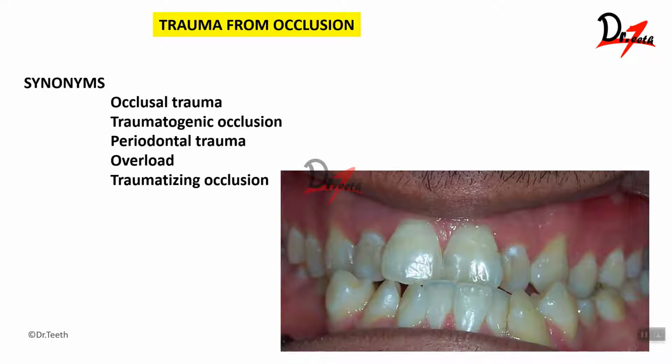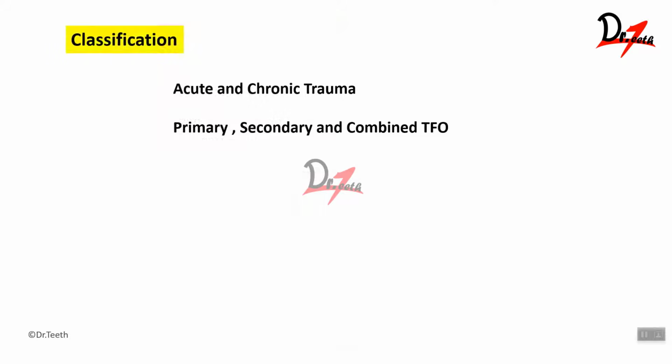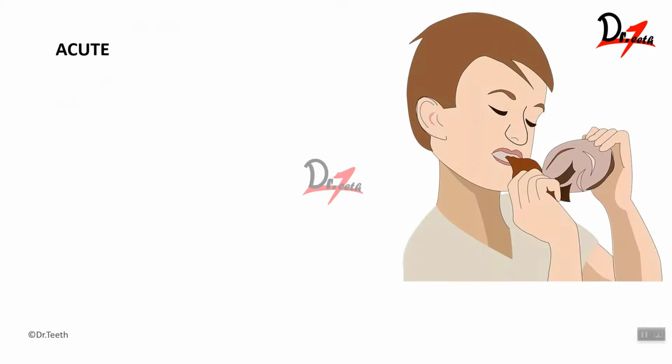So the synonyms of trauma from occlusion are occlusal trauma, traumatogenic occlusion, periodontal trauma, overload, and traumatizing occlusion. Coming on to the classification of TFO. Now, trauma from occlusion can be classified based upon the onset and duration into acute and chronic trauma, and based upon its cause, it can be classified into either primary, secondary, or combined trauma from occlusion. So first, let's talk about the acute TFO.